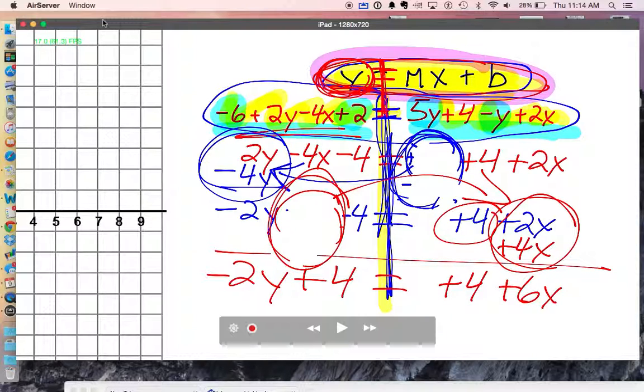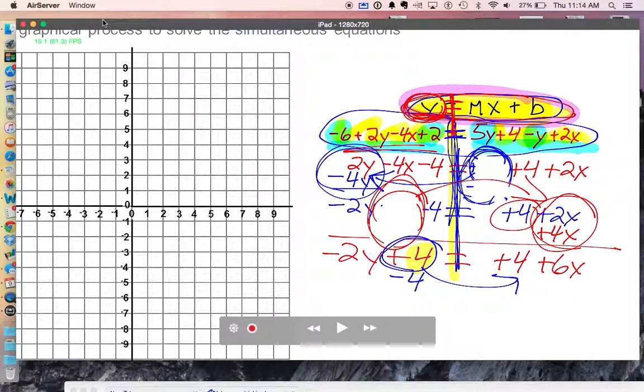Okay, and so now I want to get all my numbers on the same side. So I'm going to move my +4 to the other side. So I'm going to do the opposite of adding 4, which is subtracting 4. If I subtract 4 from one side, I have to subtract 4 from the other side. So I'll make that a little bit darker so it's clearer. -4, minus 4.